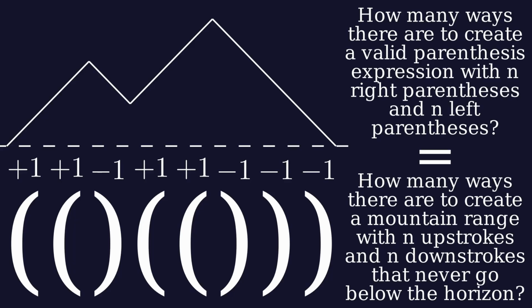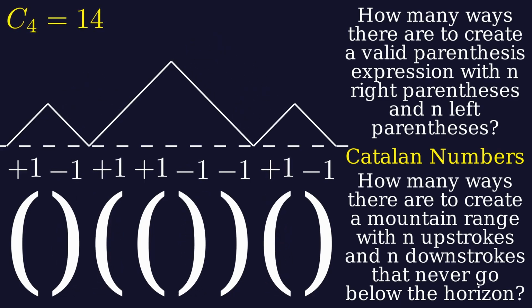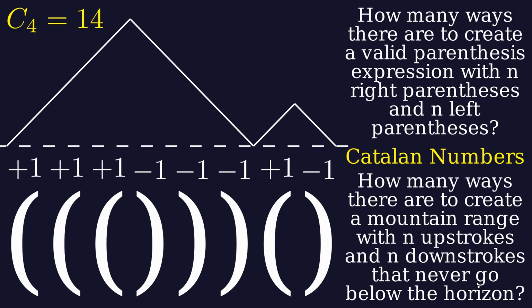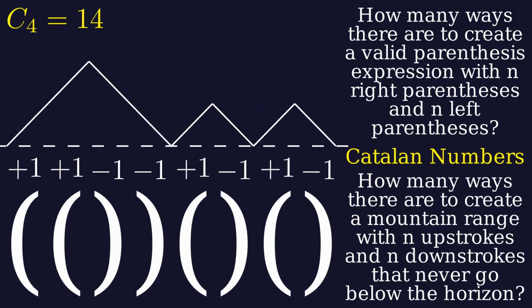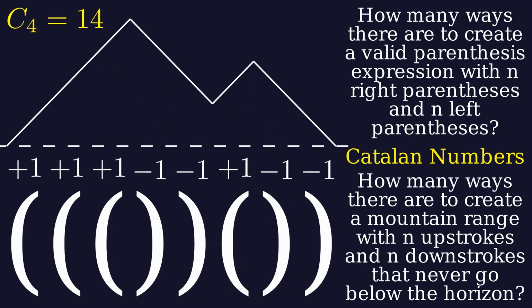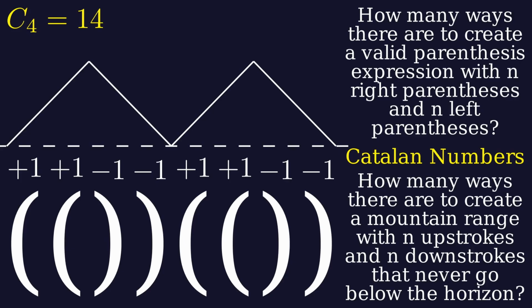Surprisingly, the answers to both of these questions are the Catalan numbers. From the example with triangulation, we know that the 4th Catalan number is 14, so there are 14 ways to create a valid parenthesis expression with 4 right parentheses and 4 left parentheses, and there are 14 ways to create a Dyck path with 4 upstrokes and 4 downstrokes. We know those numbers from the previous example, but what is the general formula for the Catalan numbers?